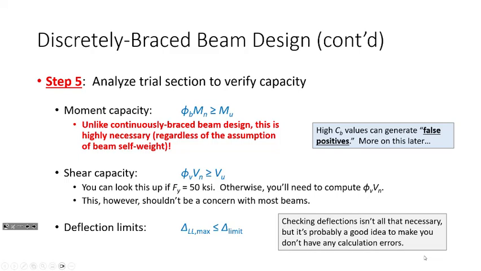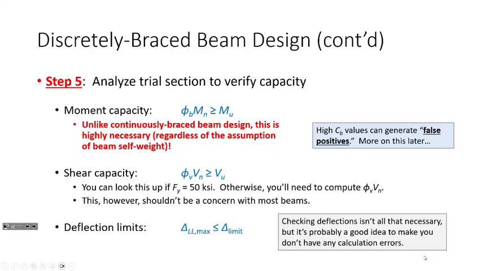Now, I've got a little note here on step 5, and this is really what's going to differentiate low CB value design versus high CB value design, okay? Whenever we look at discretely braced beams, this assessment of moment capacity is highly necessary. And this has nothing to do with the assumption of beam self-weight. In continuously braced beam design, if we assume that the beam weighs 100 pounds per foot and we pick a W24x76, analyzing it isn't that big of a deal, because if we assumed 100 pounds per foot and it weighs less than that, then we know the beam's fine.